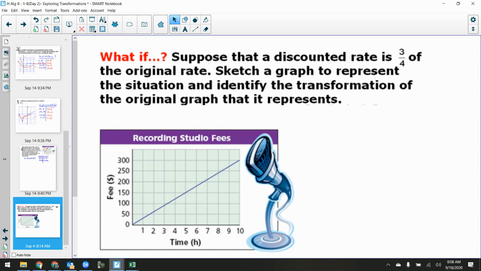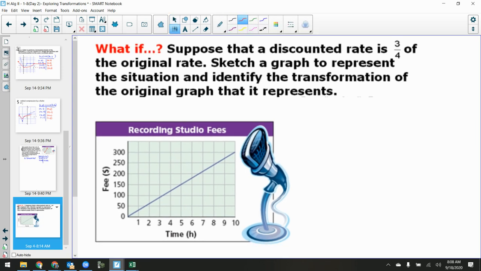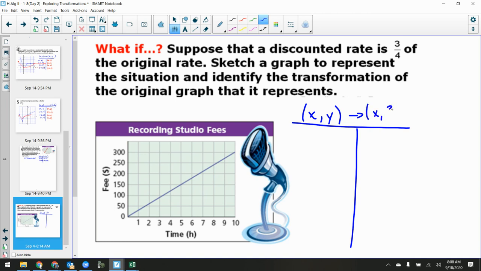So what's going to change? When I set up my table here, X comma Y is going to map to what? Well, is the time changing? No, the fee is changing. It's 3/4 of the amount. So what's changing again? Is it the X value or the Y value? The Y value yet again. X comma 3/4 Y.